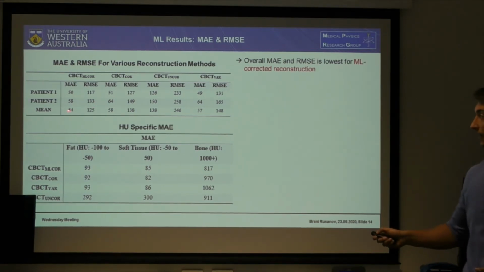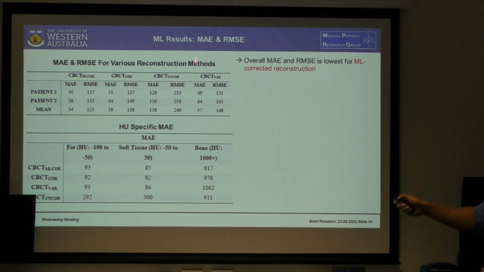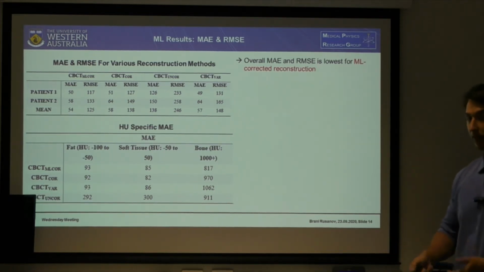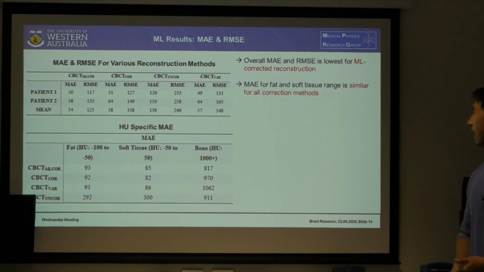the ML corrected method with 54 and 125 respectively, versus the a priori method, which had 58 and 138 MAE and RMSE respectively, and the variant reconstruction had 57 and 148 respectively. So the machine learning method is outperforming both the a priori method and the variant reconstruction, which is great.